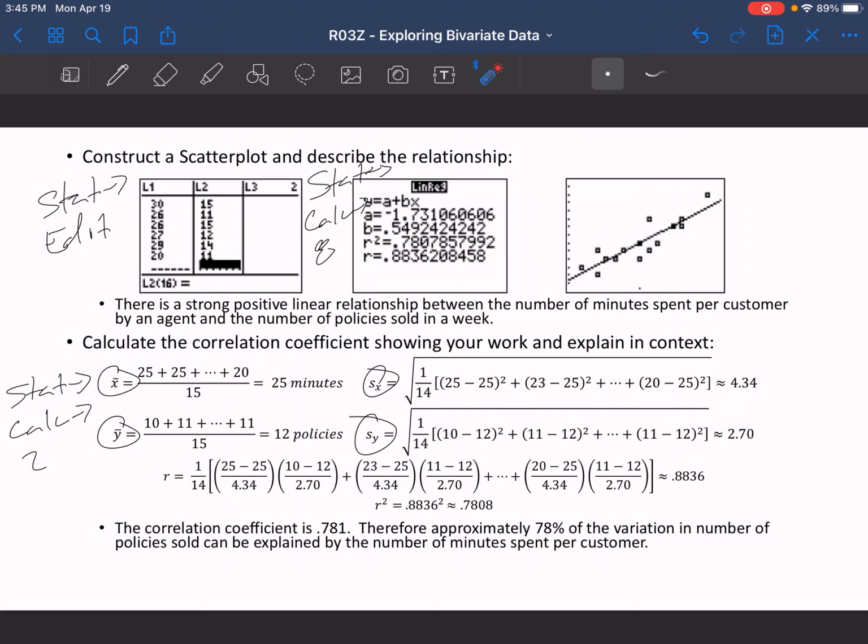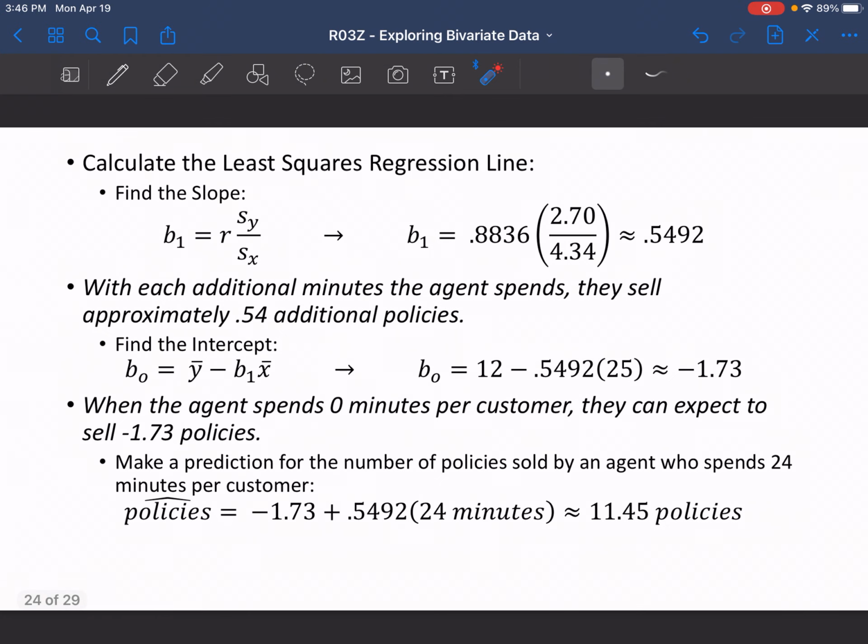But that's going to give us our mean and standard deviation for both of those. Once we enter in stat calc and 8 for the linear regression, that's going to give us an R value of 0.8836 and an R squared value of 0.7808. So our correlation coefficient is 0.781, therefore approximately 78% of the variation in the number of policies sold can be explained by the number of minutes spent per customer. That is how we will interpret our correlation coefficient or explain in context.